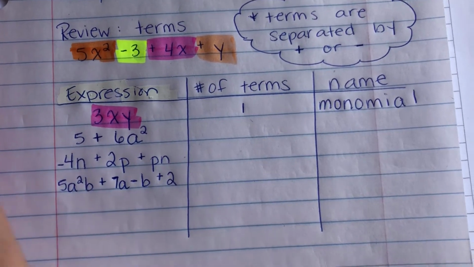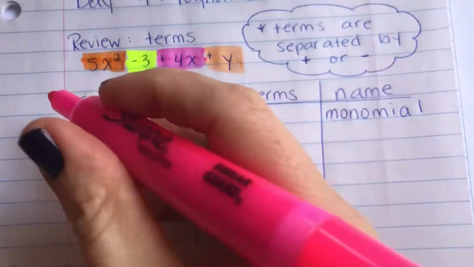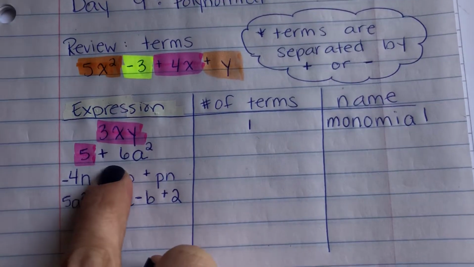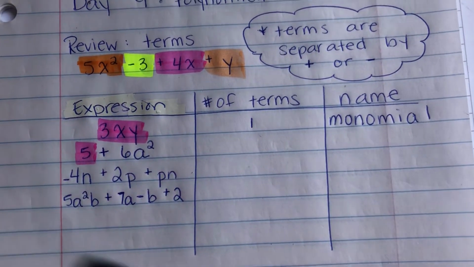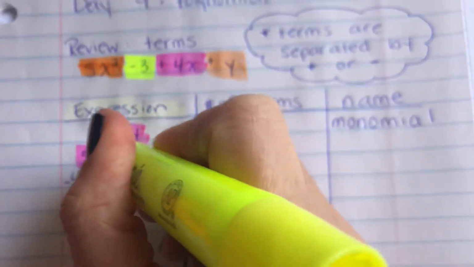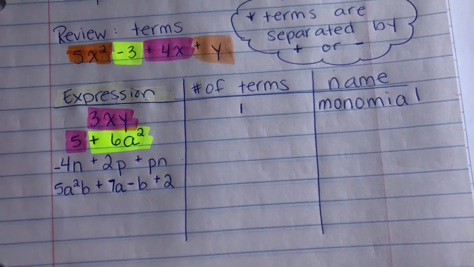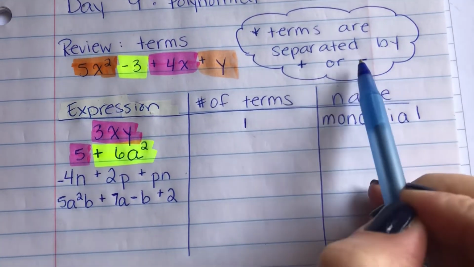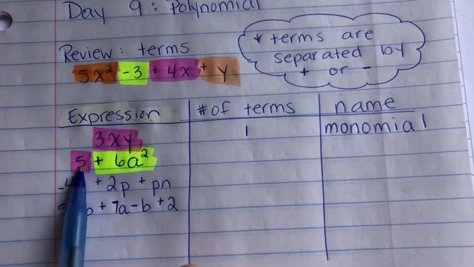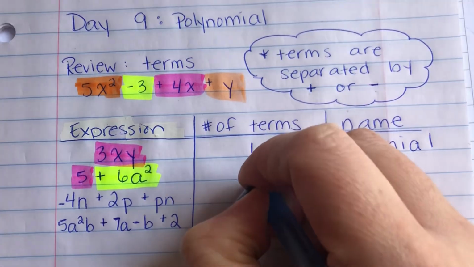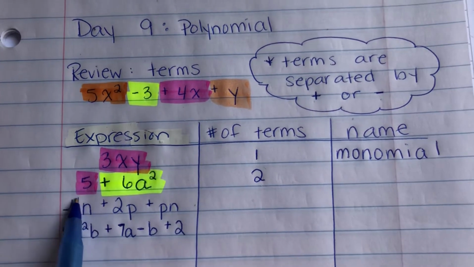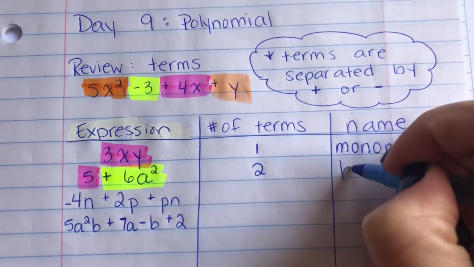Then if we look at the second example, we have a 5, and then we have a plus sign, plus 6a squared. Okay, so I'd highlight all of this together. And because we know that terms are separated by a plus or minus sign, this shows that we have 1, 2 terms. And the special name for an expression with 2 terms is binomial.